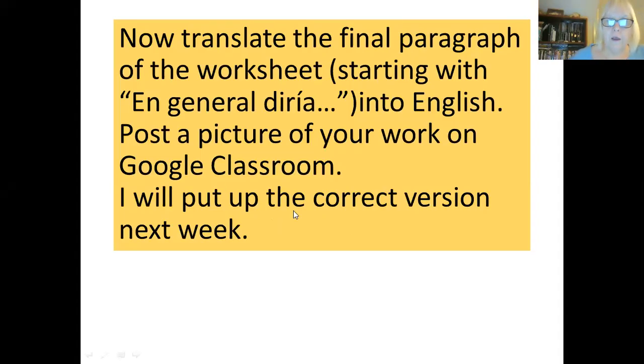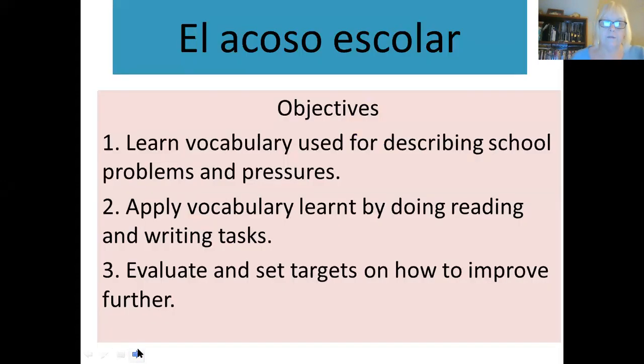Okay, so you've had time to translate the final paragraph. You've written it in elegant English, and you've posted a picture of your work on Google Classroom. We'll correct that or check it next week. And essentially, if I can get to the next thing here, we've met our objectives in terms of learning and using the vocab for describing school problems and pressures.